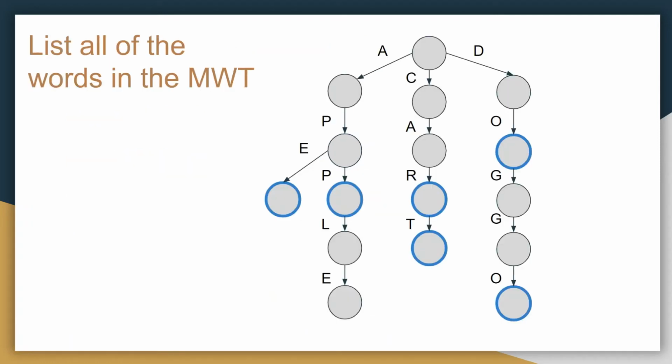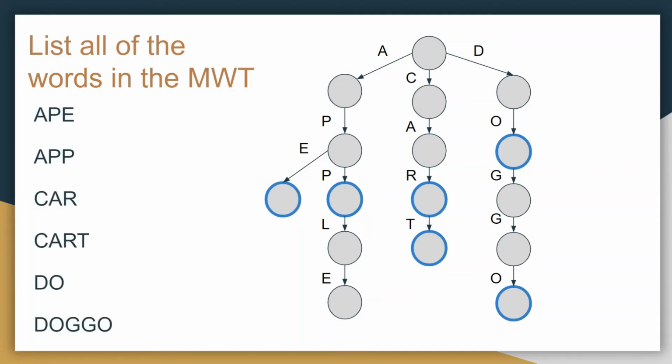So now here's an example where I would like you to list all of the words in the multi-way trie. I'm going to step forward pretty quickly, so please pause the video to go through this. Okay, so here are the words that are in it: ape, app, car, cart, do, and doggo. While you may think that dog is an option, and there are some other words in here such as art and apple, while the letters for those words technically appear, they aren't actually words in the multi-way trie.